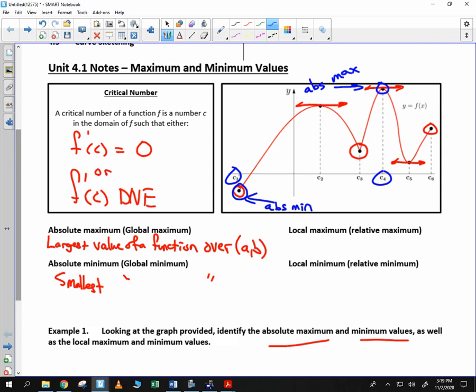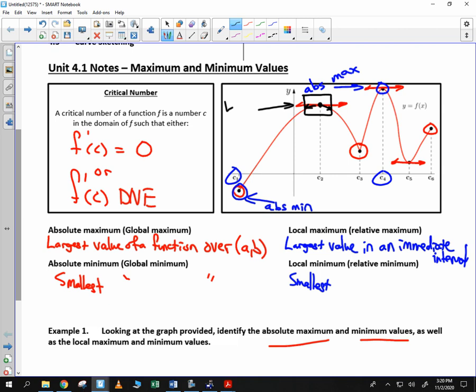A local maximum or a relative maximum is the largest value in an immediate interval. And this would be smallest. So the idea is if you kind of box, this is a very rough description, but if you kind of draw a box around a general area, okay, you can see that at C2, this is the largest value in that immediate interval. So if you head to the right or if you head to the left, you can see that at C2 we have our largest value. So at C2 we do have what we call a local max.